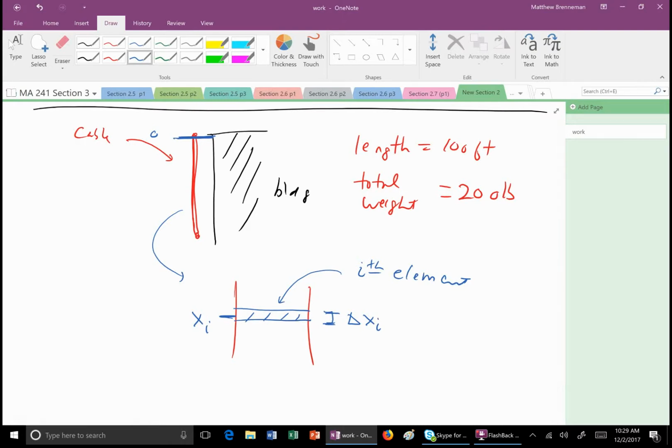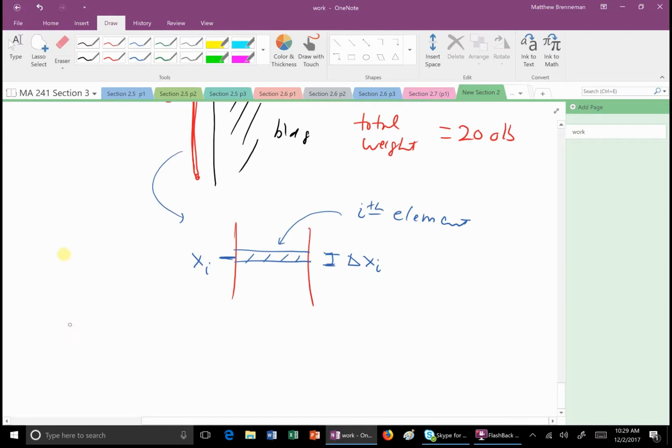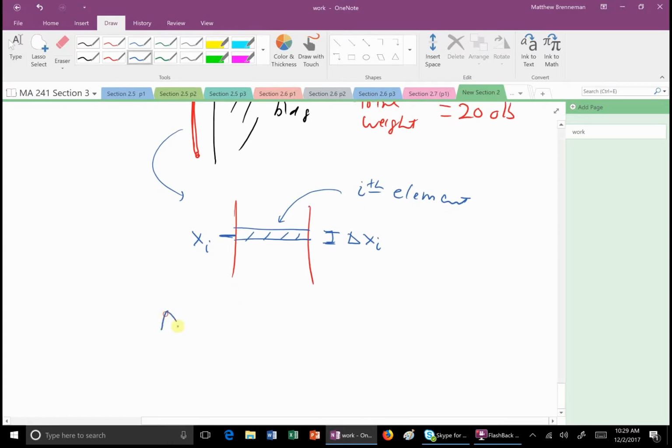I'm going to ask for this little element, what's the work required to raise it? So I want to know what is Wi. Well, I know what this is. This is going to be the force that's acting on that element times xi, because on each element, the force is going to be constant.